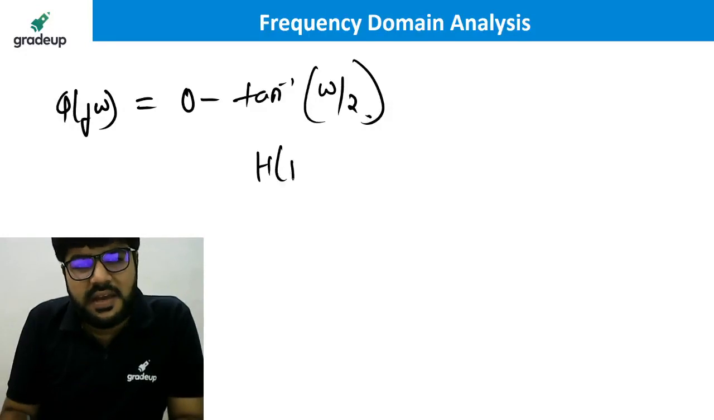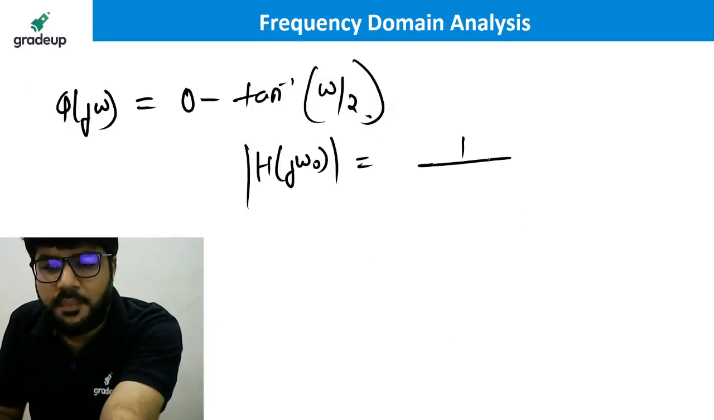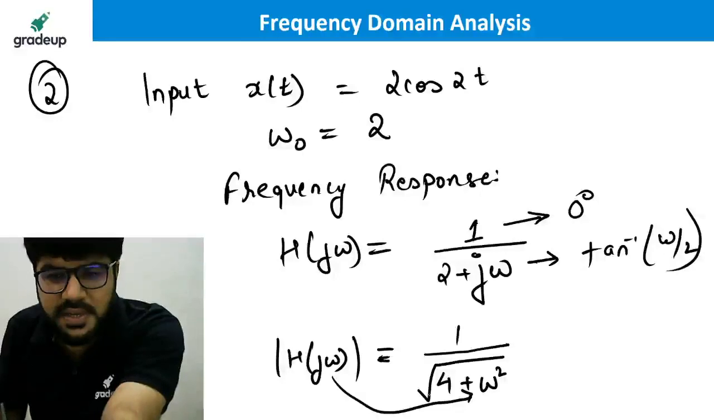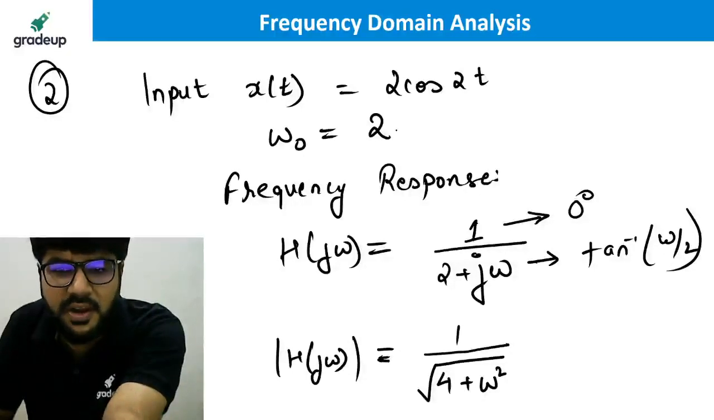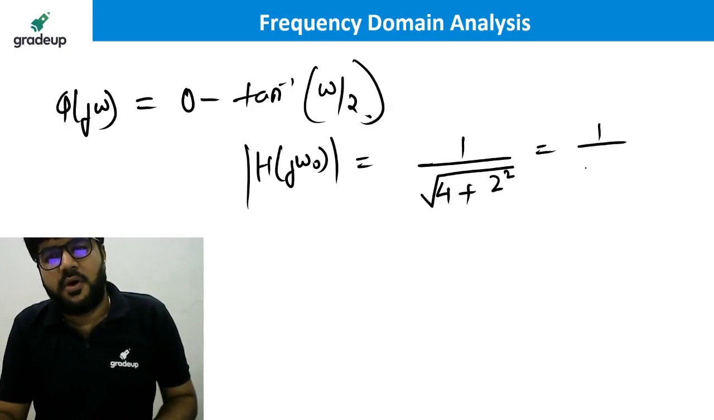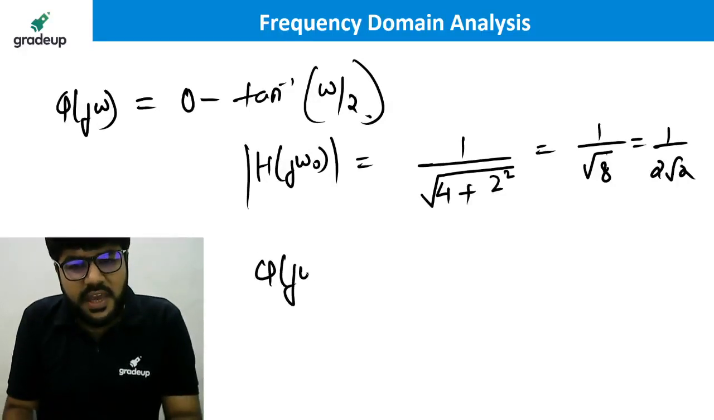So what is the value of mod h of j omega naught? That is equal to 1 upon root over 4 plus omega squared, where you have to replace omega with omega naught. What is the value of omega naught? It is 2. So 2 squared, that is 1 upon under root of 8, or that is 1 upon 2 root 2.